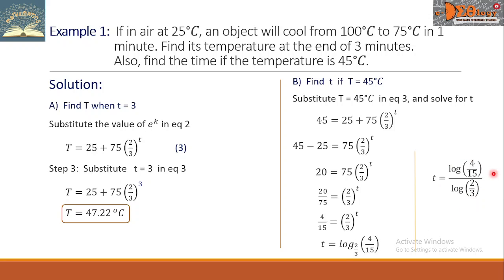We simply use our calculator to find the value for t, and this is equal to 3.2599. Small t is about time. It means the unit of measurement here is minutes. This is now the answer for problem B.